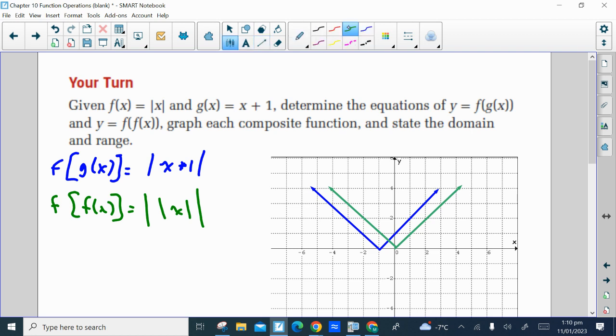The domain and the range of these two functions are the same. It'll go from negative infinity to positive infinity, left and right forever. And our range is that y must be greater than or equal to 0.